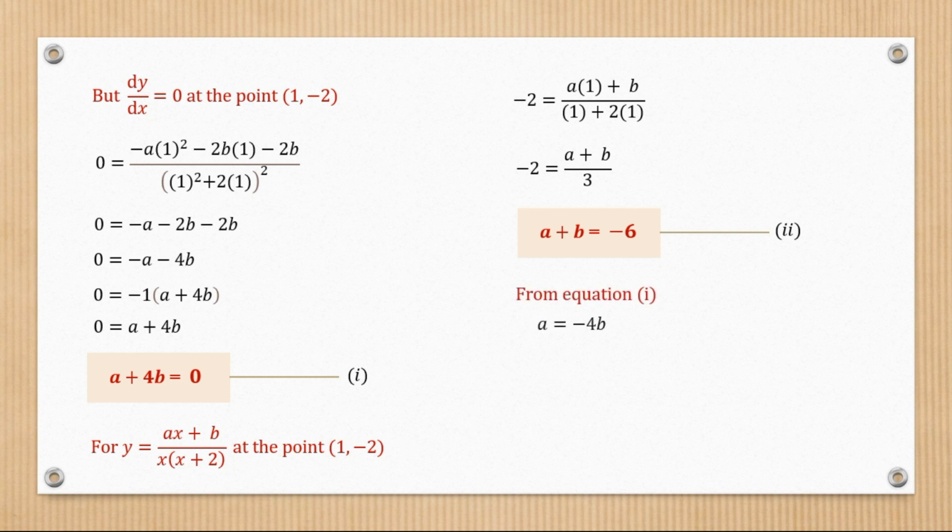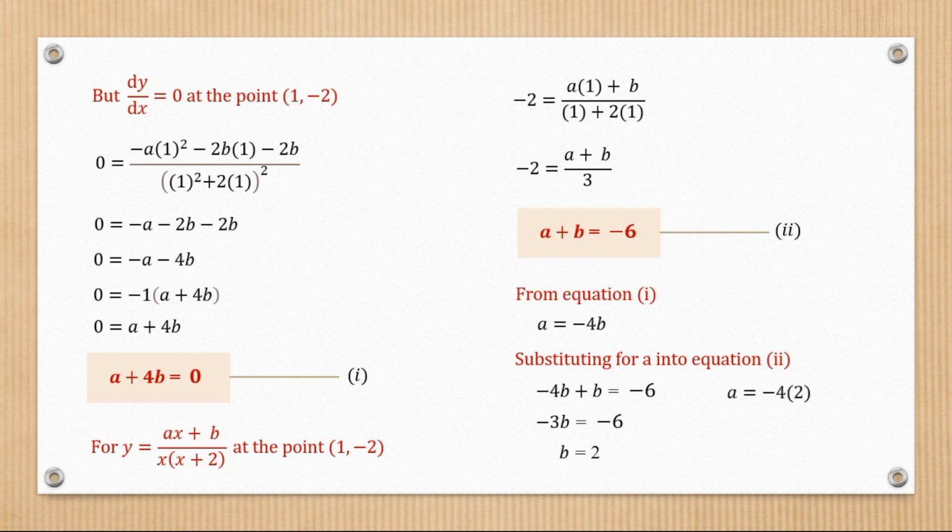So from equation 1, I can see that a is equal to -4b. So substituting for a into equation 2, I'll have -4b + b being equal to -6, which is the same as -3b being equal to -6, and b shall be equal to 2. And then, since I know that, I can substitute the value of b back here, and I'll have a being equal to -8, and that is what they wanted in the first part.